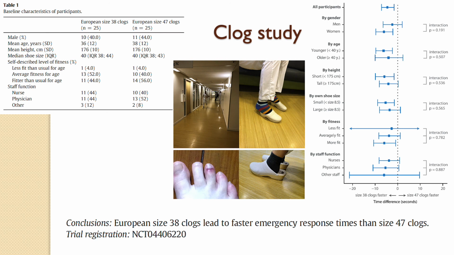So when your reasoning is that you only think in randomized controlled trials, well, everybody now should wear size 38 clogs, because this is the only randomized controlled trial on clog size.